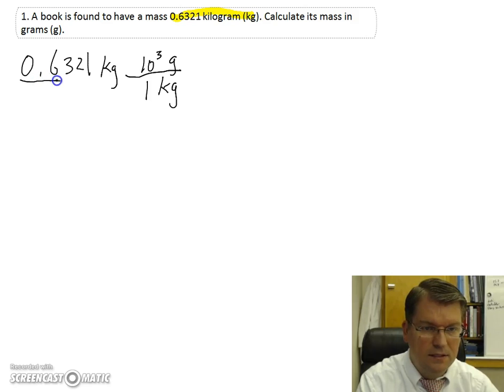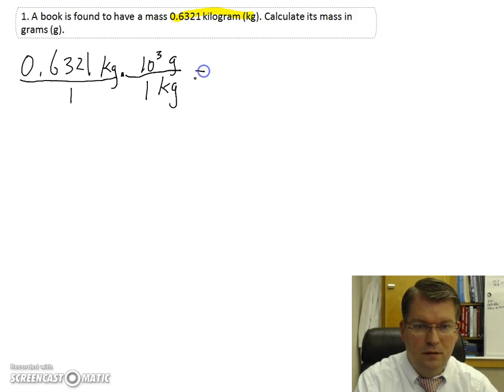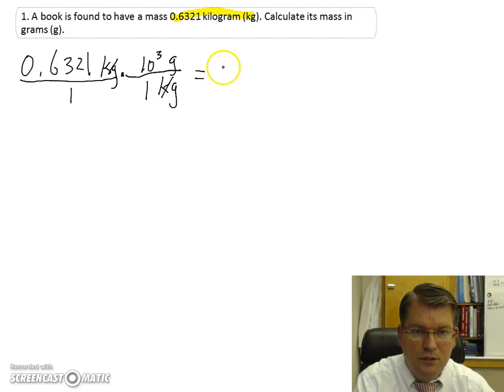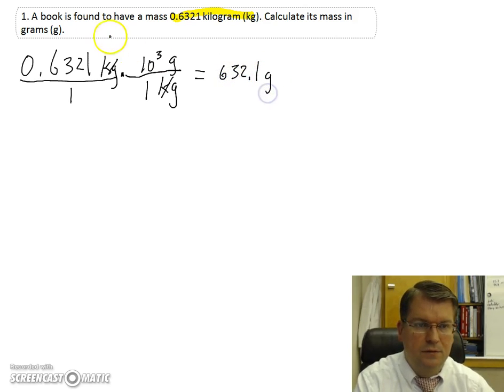And I forgot we did this in class. We're going to put the 1 on the bottom here just to remind us we're multiplying by fractions. The kilograms will reduce out. And we're ready to plug this into our calculator. And we should get the following: 632.1 grams.